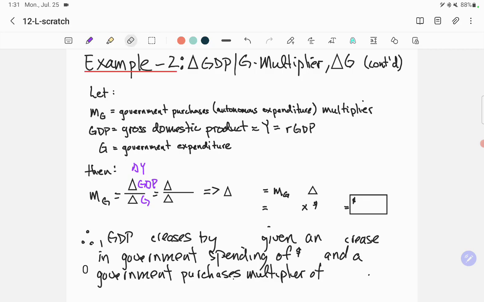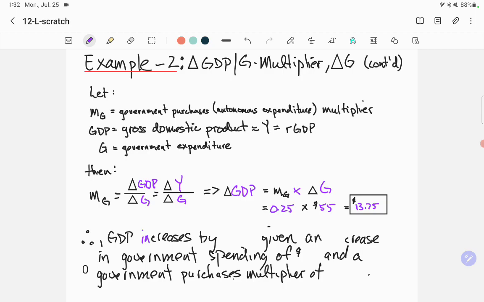These are the same. Y is GDP or RGDP. And that implies that the change in GDP is equal to the government expenditure multiplier, autonomous, times the change in government spending. That's equal to 0.25 times 55. And that's equal to 13.75.